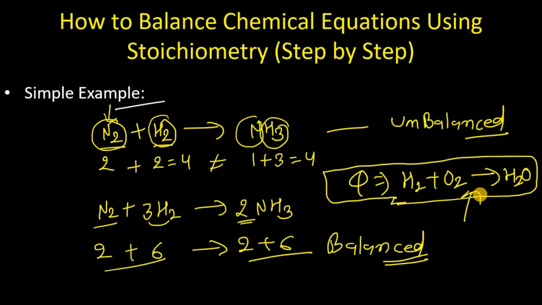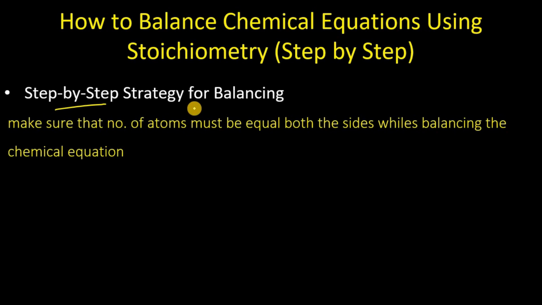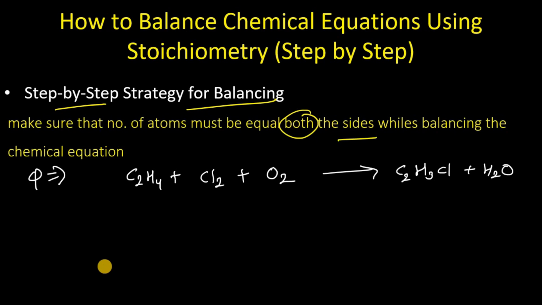Now we will see one more example where we go through the step-by-step process of how to balance a chemical equation if your equation is complex. For the step-by-step strategy for balancing, please make sure that the number of atoms is equal on both sides. When I say both sides, I mean the reactant side and the product side. Here we will balance one complex equation, the manufacturing of vinyl chloride from ethylene, chlorine and oxygen.